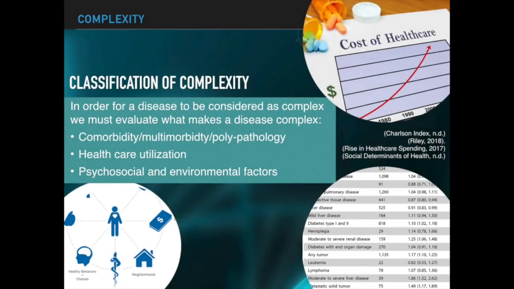As we have learned from our previously presented class material, complexity of a chronic disease is classified by recognition of 3 main factors. 1. Comorbidity, multimorbidity, polypathology, which refers to the existence of 2 or more diseases. 2. Healthcare utilization refers to patients who frequently visit medical clinics, specialists, hospitals, and have elevated drug use. 3. Psychosocial and environmental factors, such as education, income, employment, and other factors.